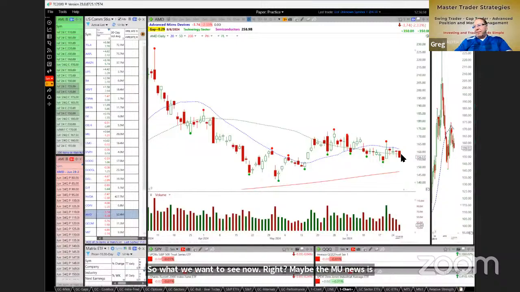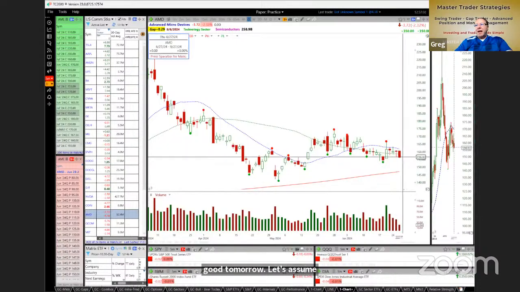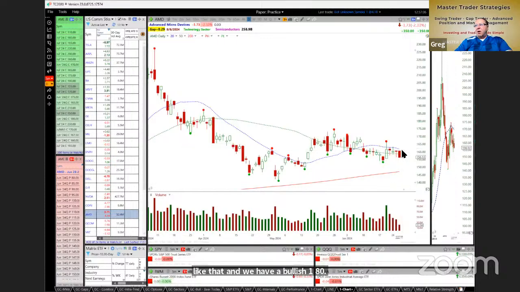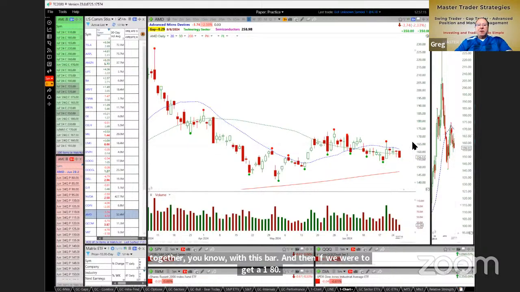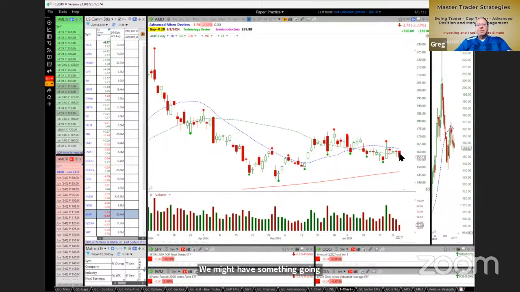So let's assume that maybe this closes red like that, and we have a bullish 180 by the end of the day tomorrow. And so putting that together with this bar, and then if we were to get a 180, we might have something going there. So we'll see what these semiconductors do tomorrow after that. What else should we look at?